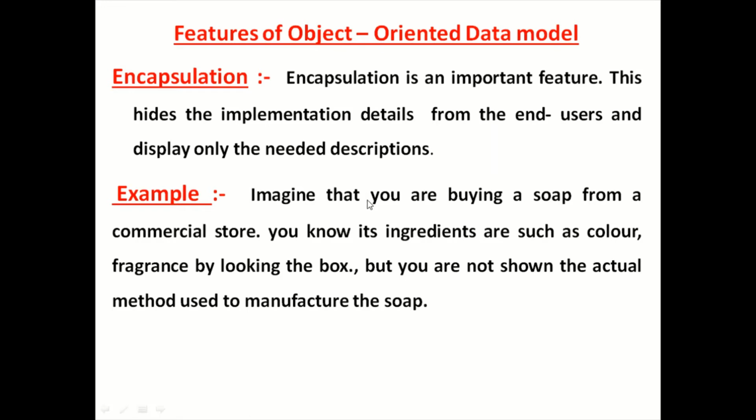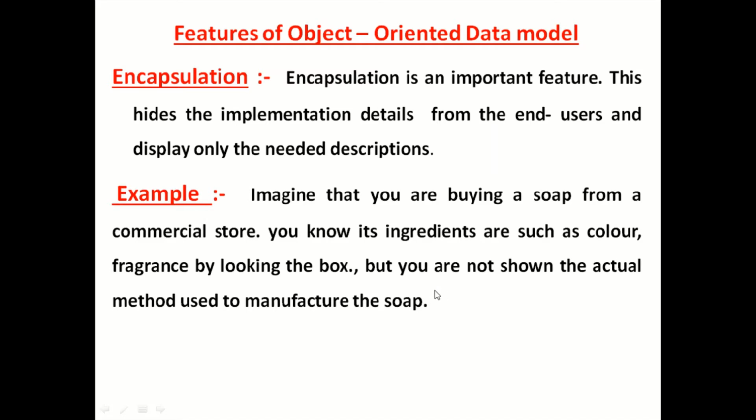For example, imagine that you are buying a soap from a commercial store. Everybody can buy soaps from the shops. You know its ingredients, such as color and fragrance, by looking at the box. When we flip the soap box, we can see the ingredients, such as what colors were added and what fragrance was added to get the smell. These are written on the backside of the box, but you are not shown the actual method used to manufacture the soap. In the box, they never write how the soap was manufactured.